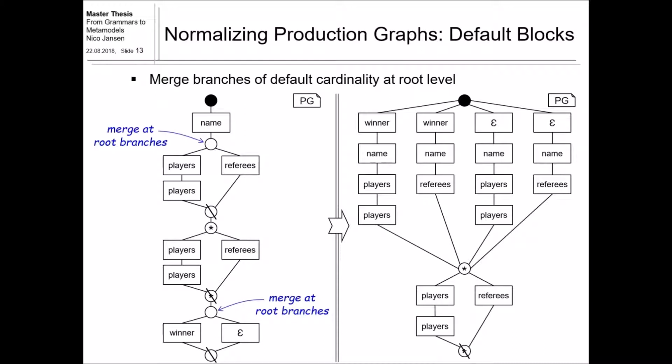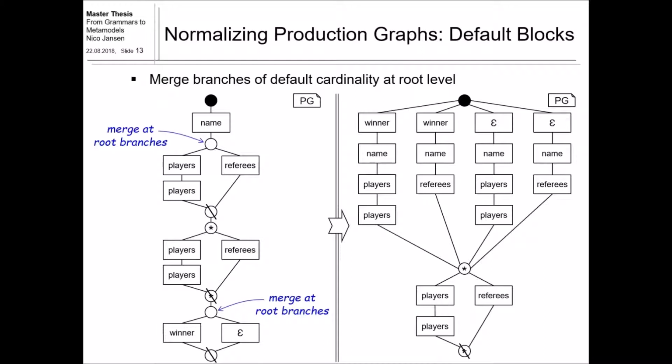Finally, we remove block nodes of default cardinality in the graph. Therefore, we simply eliminate the corresponding start and ending nodes of the block. Additionally, we merge the different branches, which represent the alternatives in the production, at the root level of the corresponding graph. This is important for the following derivation of the linear equation systems.